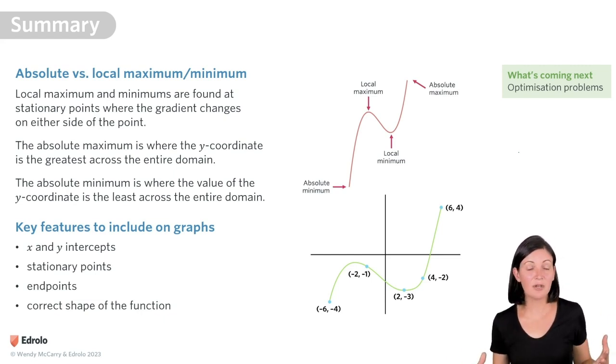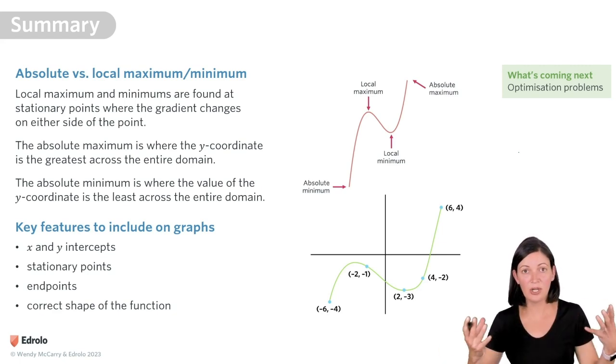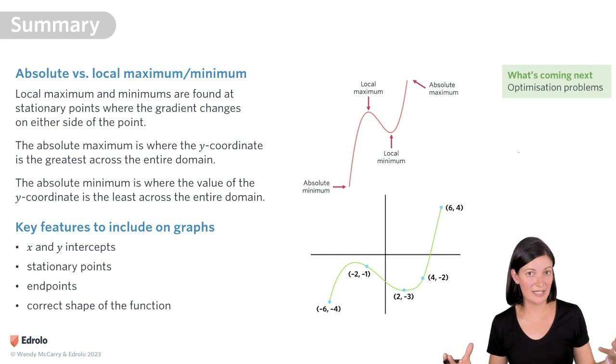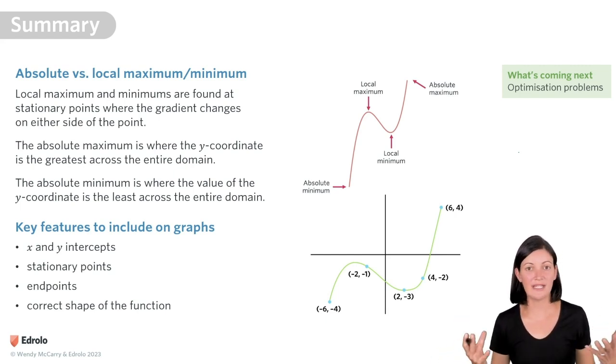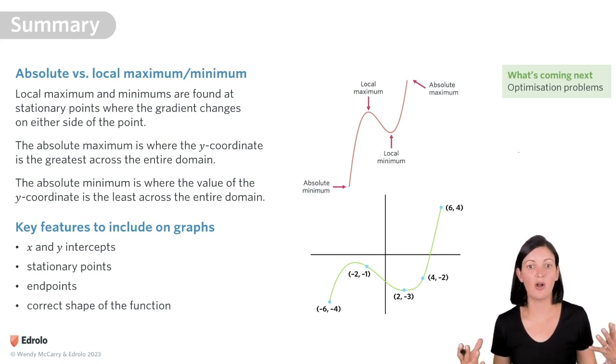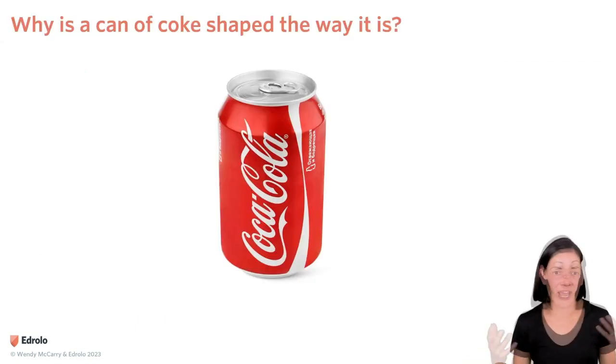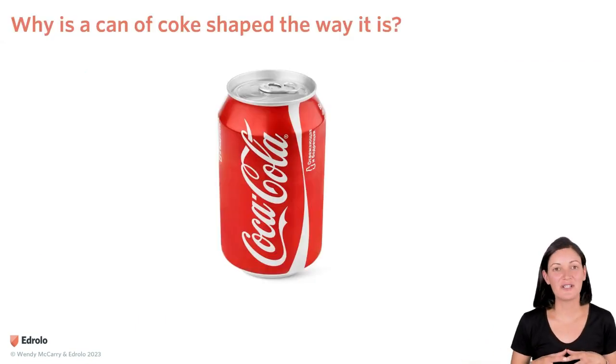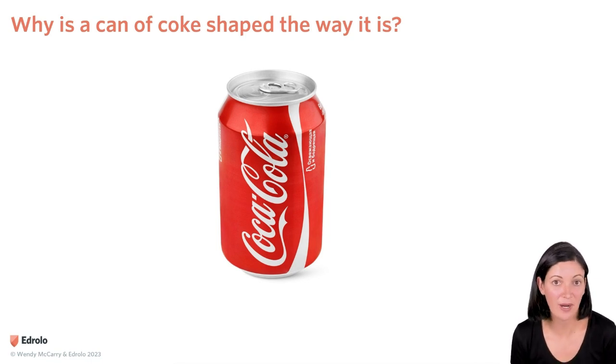Okay, coming up next, we're going to take all of the work that we've been doing with differentiation and put this into context. So we're going to look at some real life examples of applications of differentiation, and in particular, what we call optimization problems. So you may have been drinking a refreshing beverage and thought to yourself, why is this can shaped the way it is?